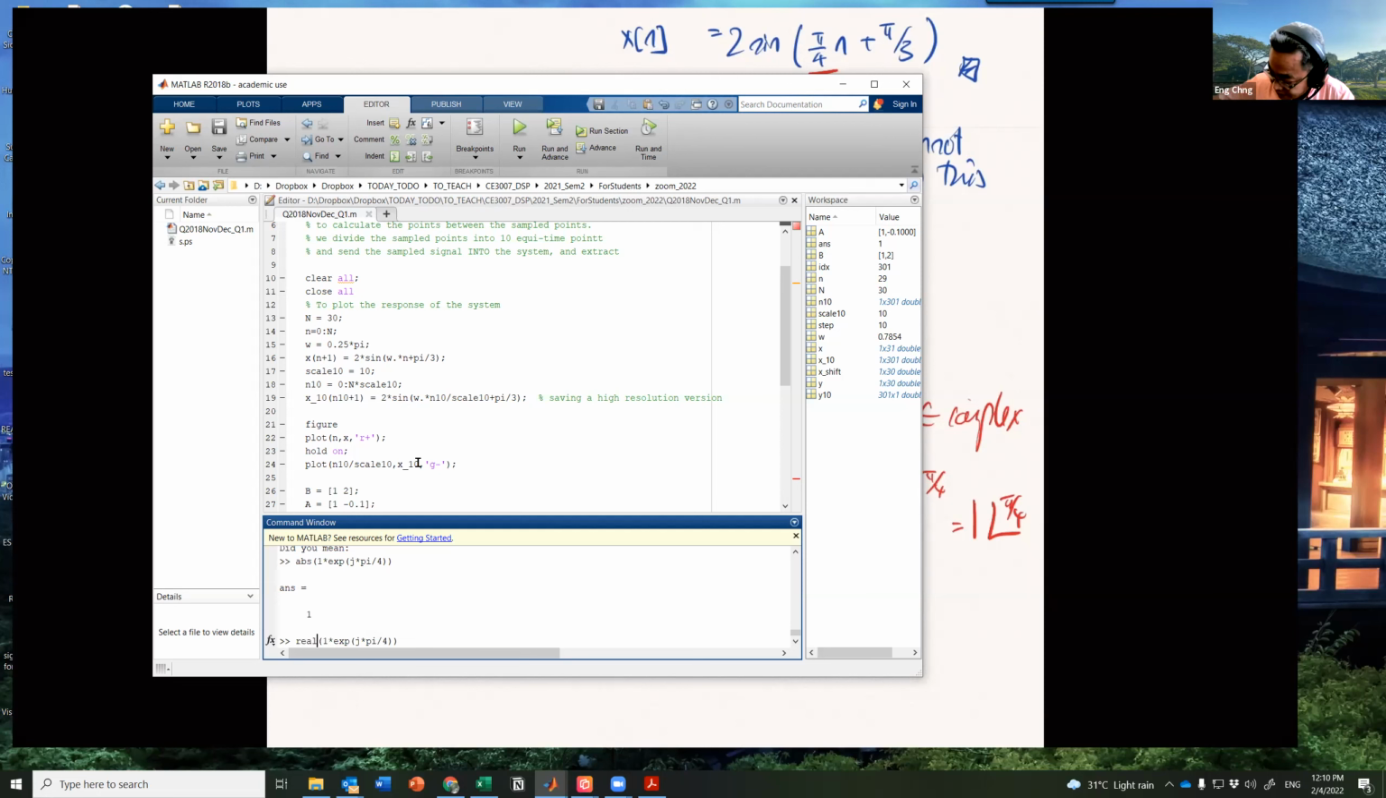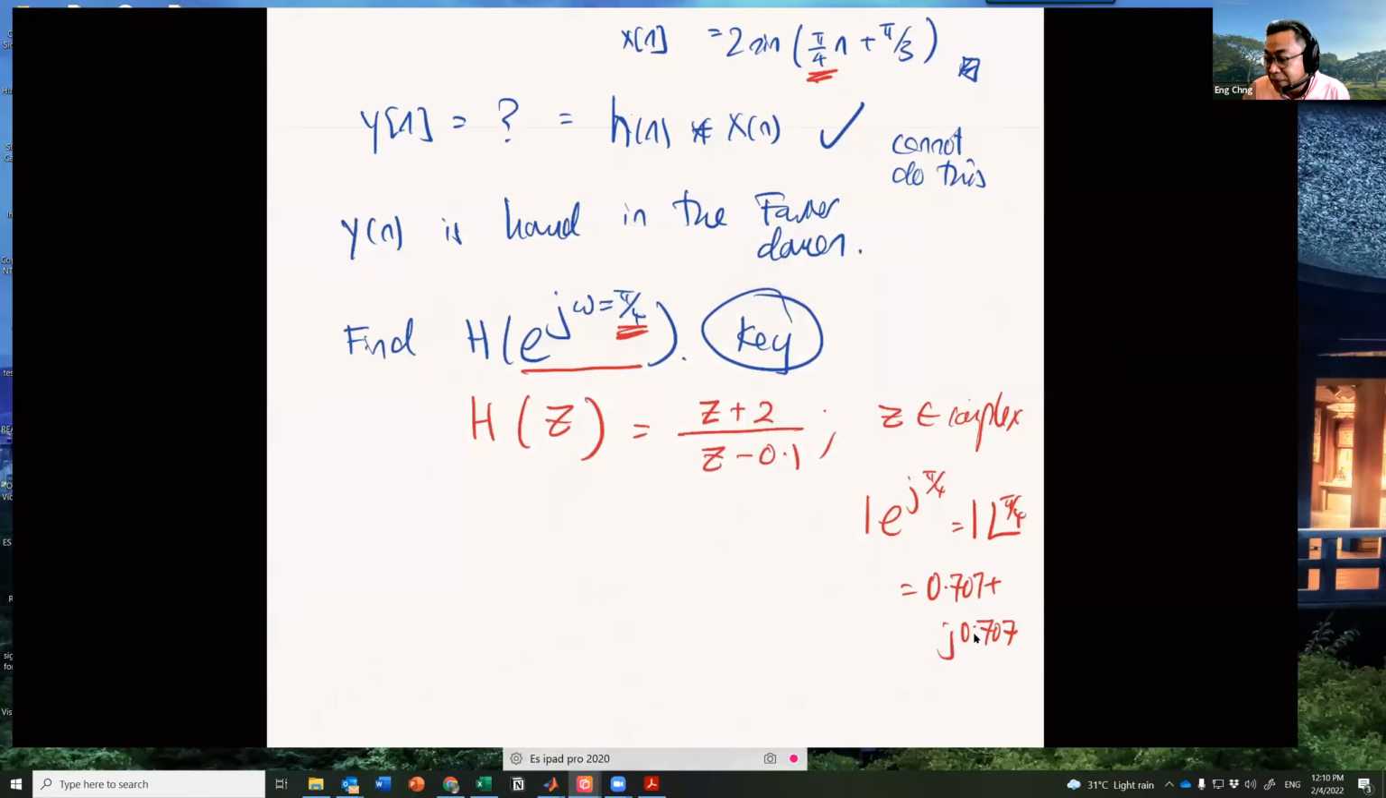The real part, sorry. 0.707. Yes, correct. So if I'm not wrong, this is 0.707 plus j 0.707. You see, I have a calculator that can do the real part and imaginary part. So this is correct. I'm showing you that 1 e^(jπ/4) is this complex number, 0.707 plus j 0.707. So if I let z equal this number, I'll get something very interesting here.